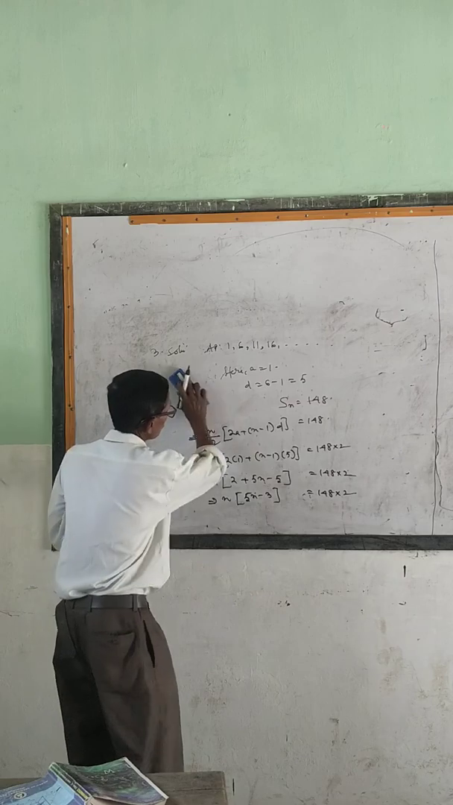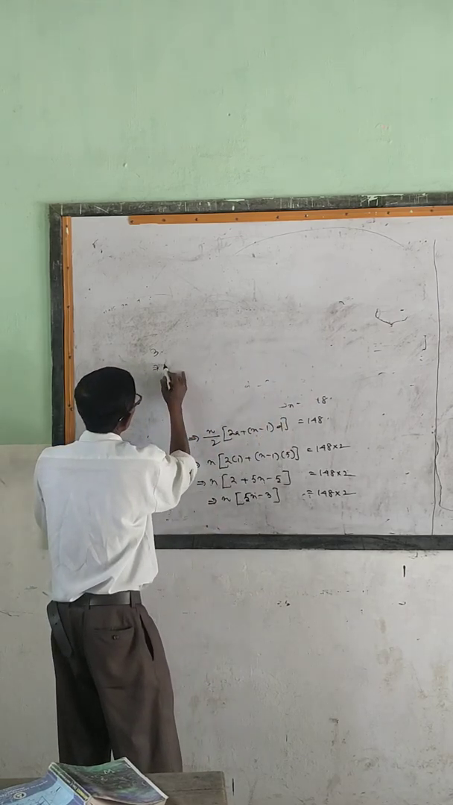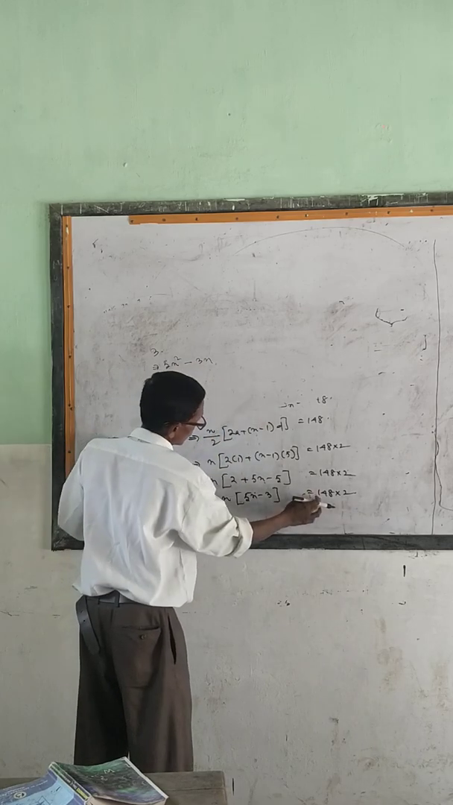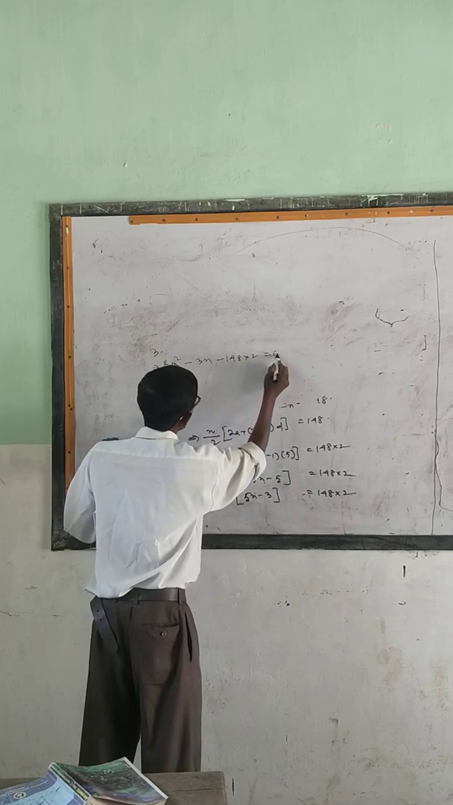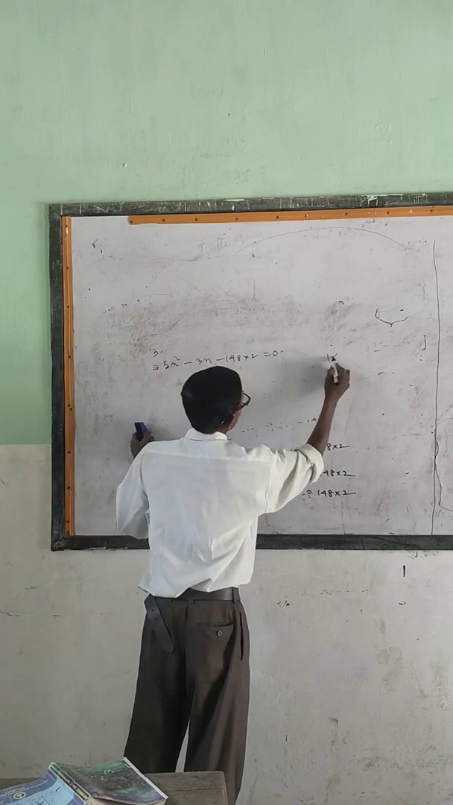So let us multiply here. How much do we get? 5n squared minus 5n. By transferring this 148 into 2 it will be 0. So let us factorize 148.